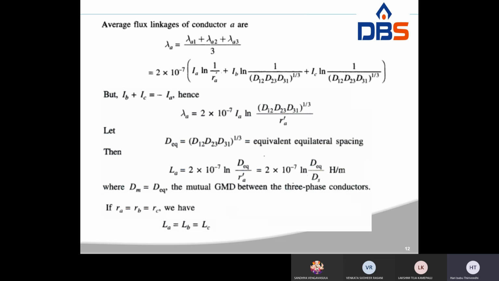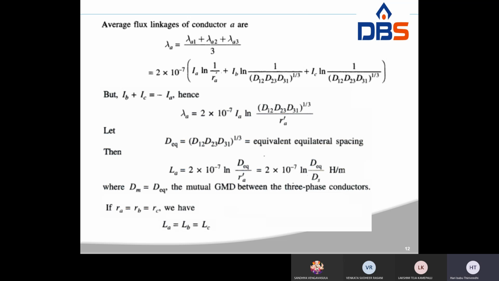But now coming to the asymmetrical spacing, 2 into 10 power minus 7 ln D12, D23, D31 by RA dash whole power 1 by 3. So from that inductance, IA cancels, 2 into 10 power minus 7, D equivalent by R dash. D equivalent means that one. Suppose it is an equivalent spacing, D by R dash only.